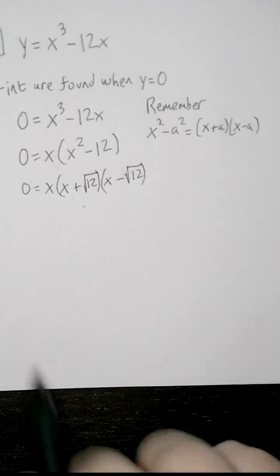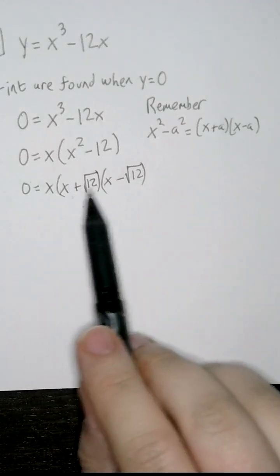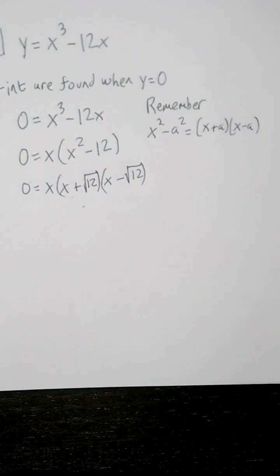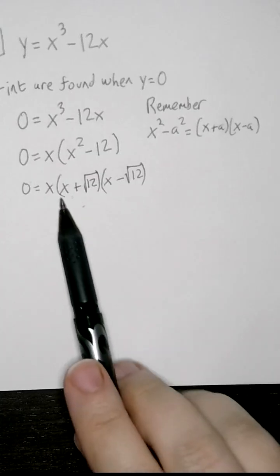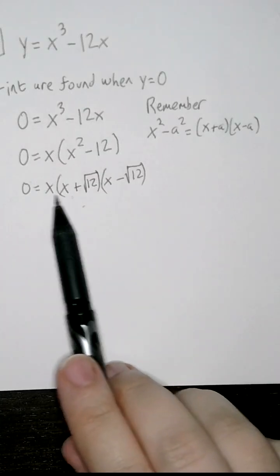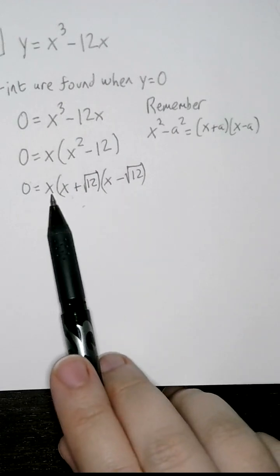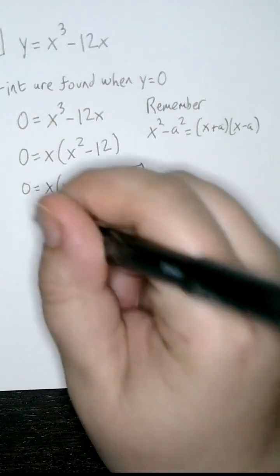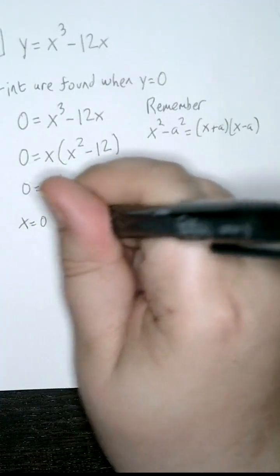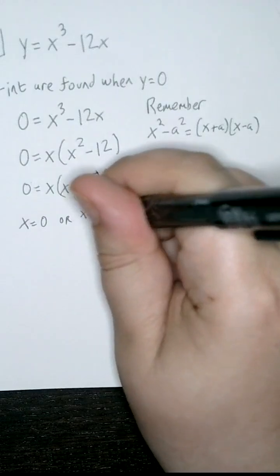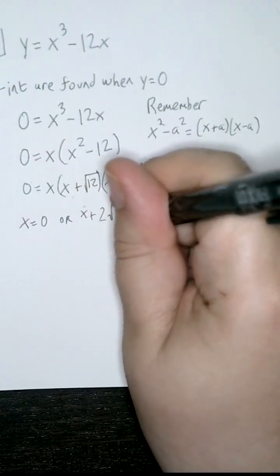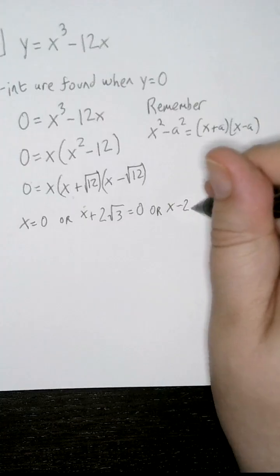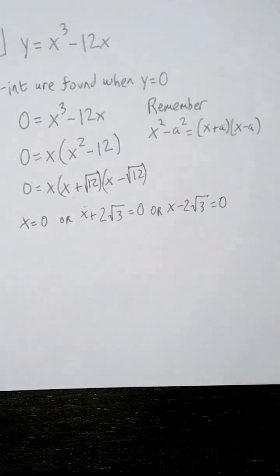So here, because I can't factor this anymore, I can now use the zero product property. And what does the zero product property say? Well, it says that when I'm multiplying, either this is going to be 0, or this will be 0, or this will be 0. So either x equals 0, or x plus 2 root 3 equals 0, or x minus 2 root 3 is equal to 0.